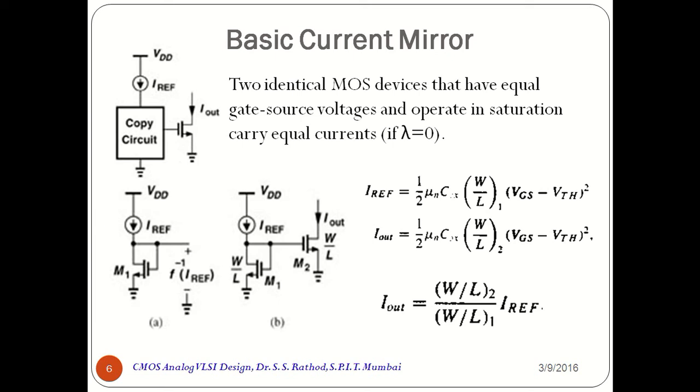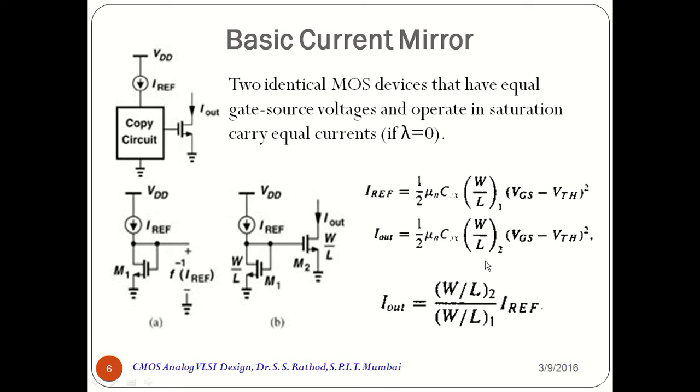So in general case, these devices M1 and M2 need not be identical. So neglecting channel length modulation, we can write the current equations. I reference is equal to 1 by 2 mu n C_ox W by L of 1 into (VGS minus VTH) square, and I out is equal to 1 by 2 mu n C_ox W by L of 2 into (VGS minus VTH) square. VGS is same for M1 as well as M2.